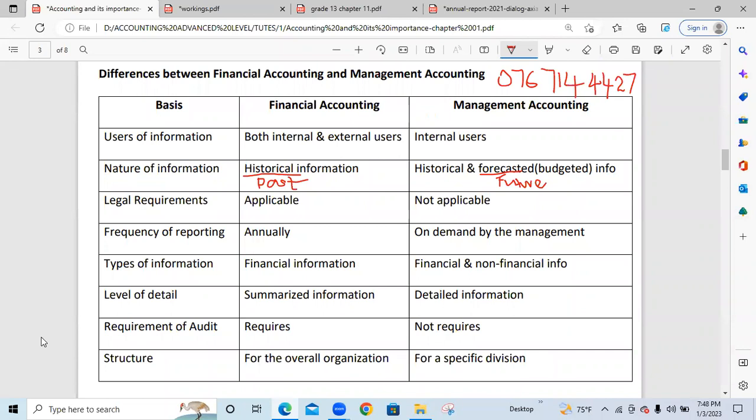You cannot go and demand financial statements asking them to give you information, because guys, if it's financial accounting, for external stakeholders, you just give once a year. But guys, if it's management accounting, it is on demand by the management. If the manager comes and tells you, prepare a report today, you should prepare.